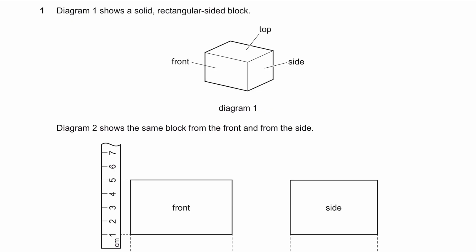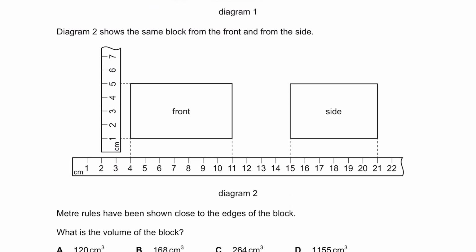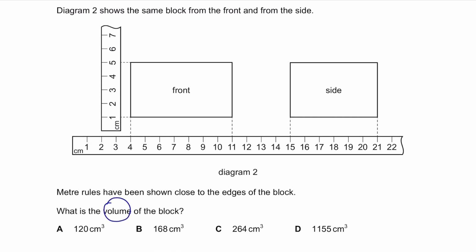Question 1. Diagram 1 shows a solid rectangular sided block. Diagram 2 shows the same block from the front and from the side. Meter rules have been shown close to the edges of the block. What is the volume of the block?